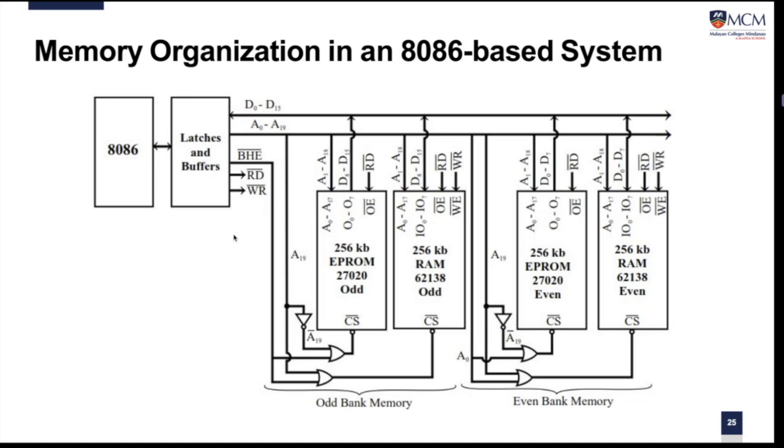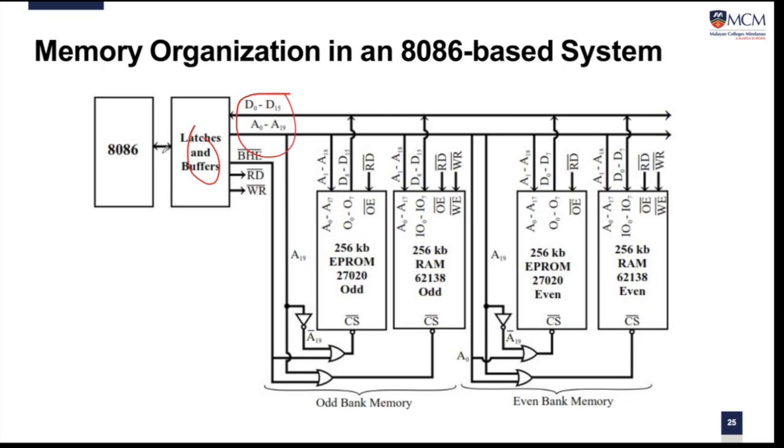Latches and buffers, we have this one. The address and data buses are multiplexed in the 8086 microprocessor. Latches and buffers are used to separate address lines A0 to A19 from the data lines D0 to D15. This setup helps in addressing memory locations correctly.